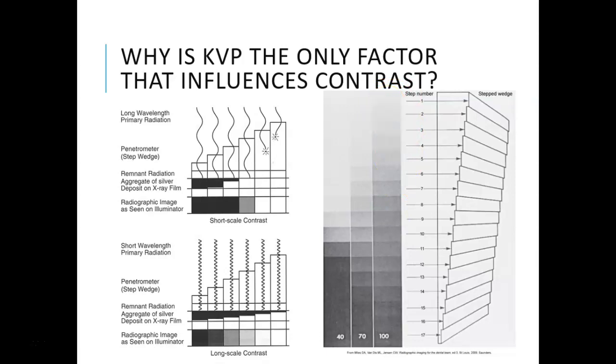And MA doesn't control the frequency and the wavelength, the power of the X-ray photon. So that's why we don't have an effect with MA, because MA is just the number of electrons available, if you remember that.